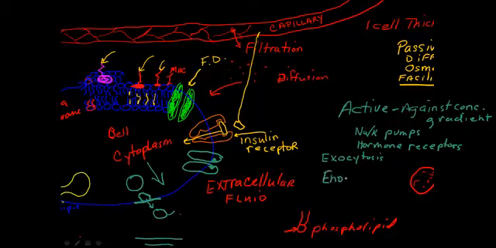Now in endocytosis, this is how the cell eats and drinks. Endocytosis. Eating is called phagocytosis. And drinking is called pinocytosis.